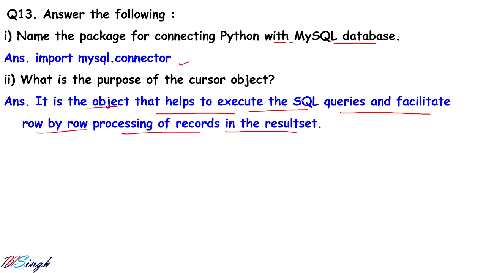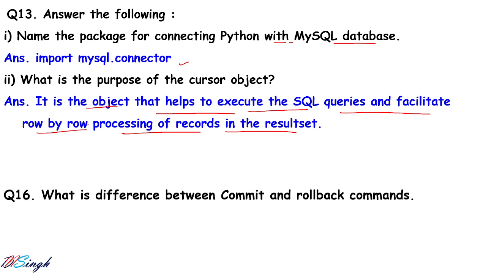So what is result set? Result set is a memory area where the return value of your query, or the records which are fetched by your query, are placed in the result set, from where you can do processing row by row in your Python program.